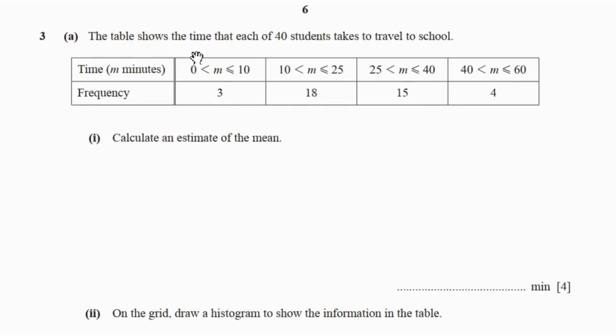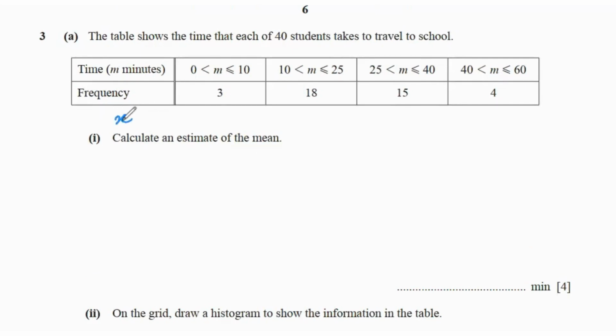Question 3 says the table shows the time that each of 40 students takes to travel to school. Calculate an estimate of the mean. So like we've discussed before, when you have group data, you have a range of values, you have these class intervals. To find the mean, we have to find the midpoint of all of those class intervals. So those midpoints act as our x values.